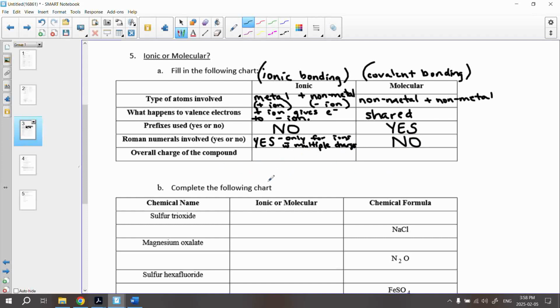And finally, overall charge of the compound. This is kind of getting at that crisscross situation. So in ionic compounds, positive charge equals negative charge, right? You're always making sure positive equals negative, so you get a neutral or an overall charge of 0 in the end. Whereas in a molecular compound, when they share their electrons, there really is no charge. There's no ions. So we'll say charge is irrelevant.